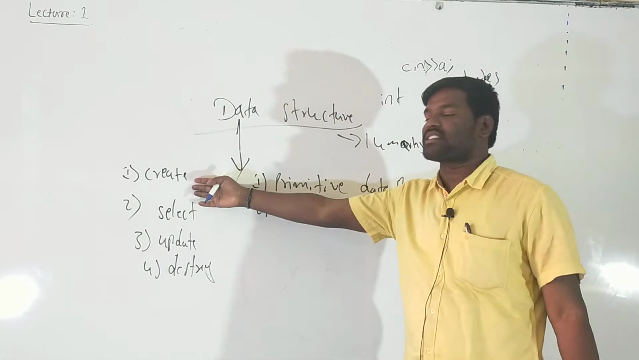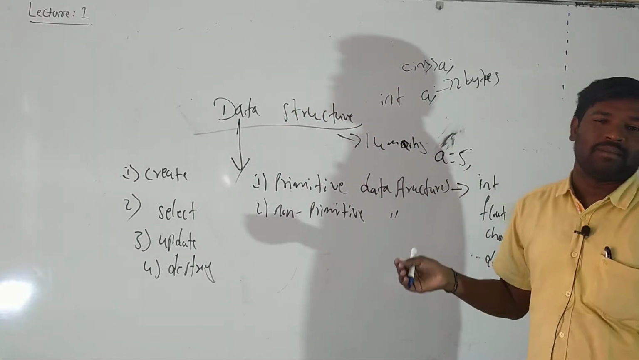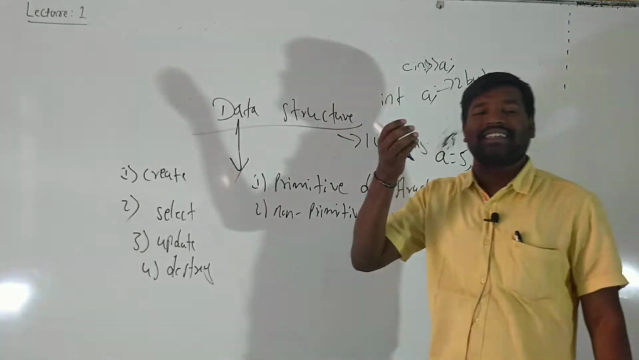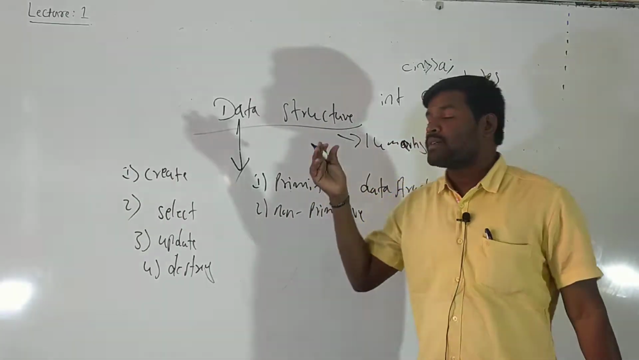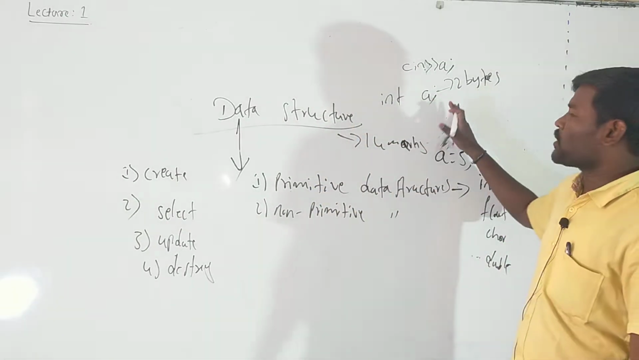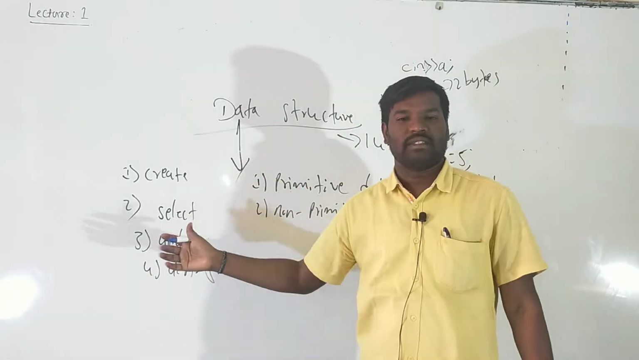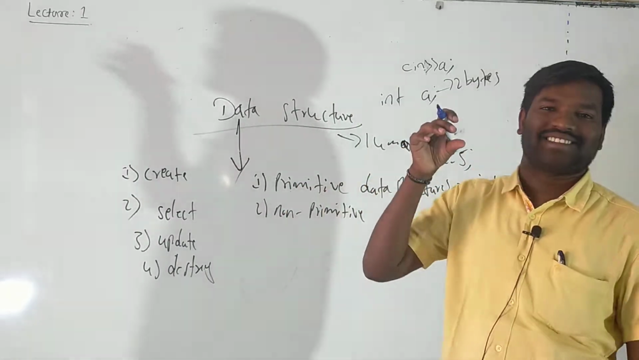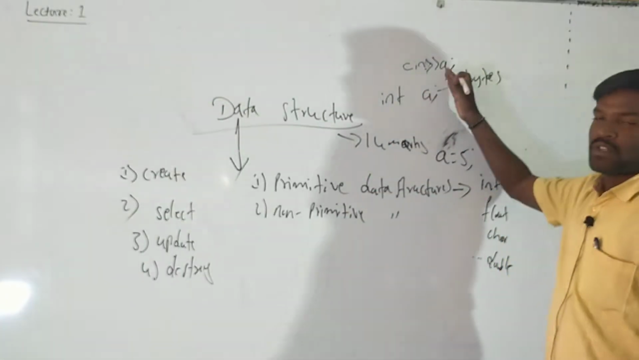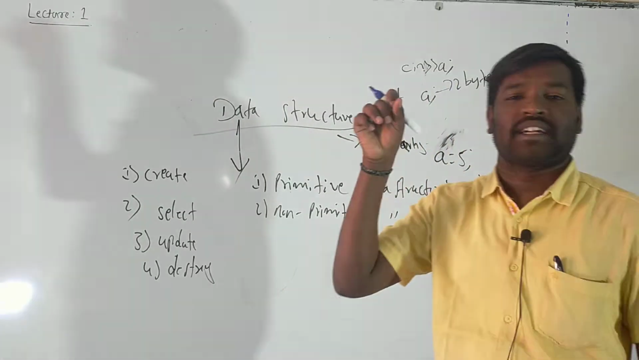The first operation is create. If I declare one variable, that means the data structure, the data is created and the memory will be automatically allocated to A. Next, select. Select means accessing the variable or accessing the element. For example, cin of A means you can successfully enter the value.